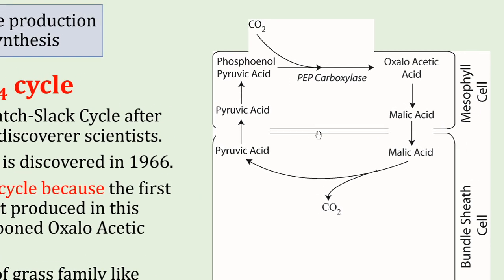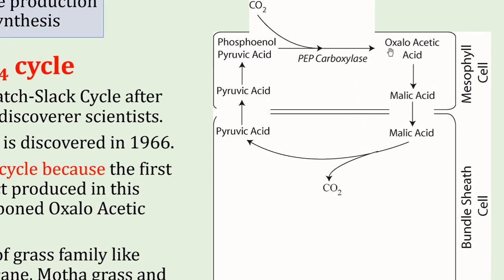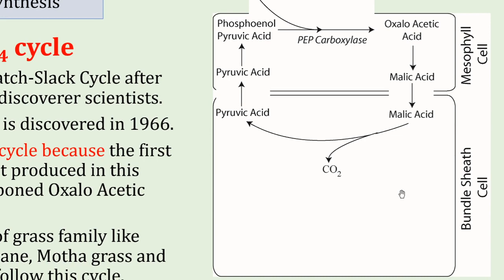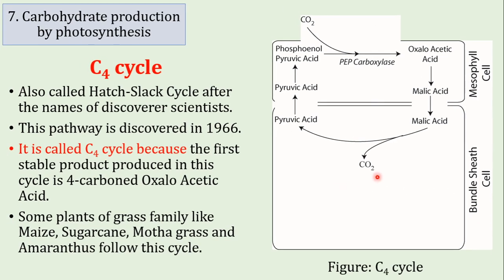and then regenerates into phosphoenolpyruvic acid. So what happened here is that the carbon dioxide is first captured in the mesophyll cell, then travels to the bundle sheath cell and is released there, and this carbon dioxide enters the C3 cycle, or Calvin cycle, to produce glucose. Here we see the C4 cycle contains the C3 cycle as a part of it. That means the Hatch-Slack cycle contains the Calvin cycle as a part of it. So this complex process takes place in the leaves of maize, sugarcane, mutha grass, etc.